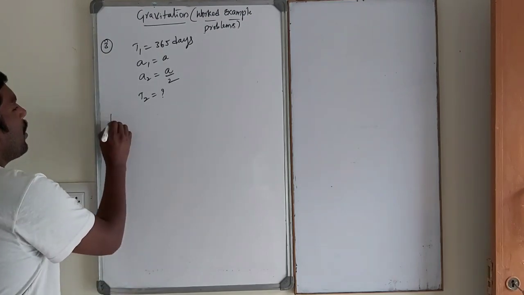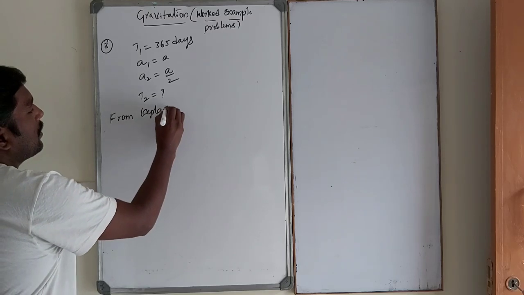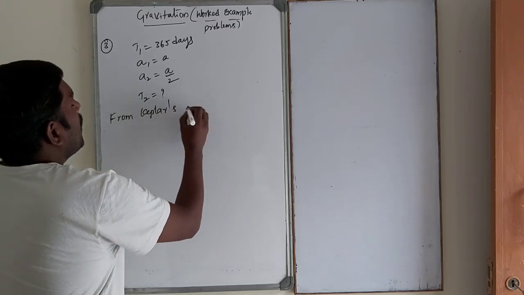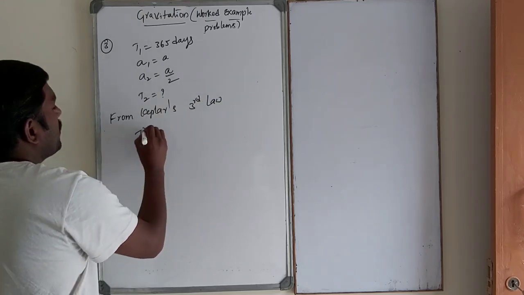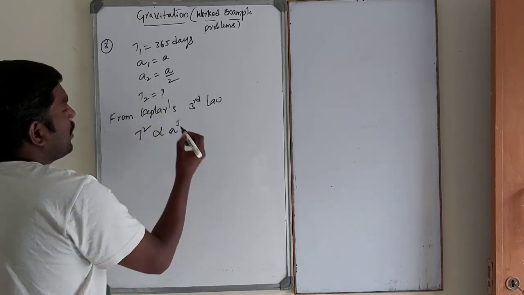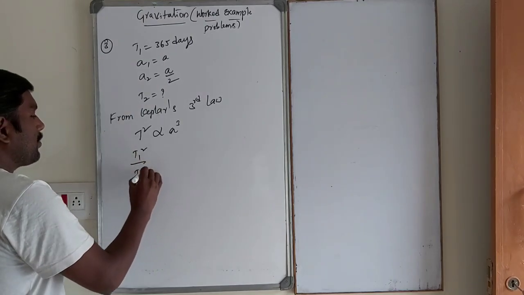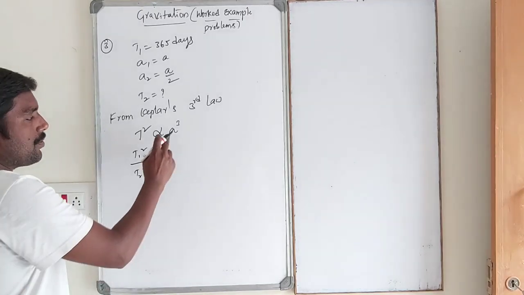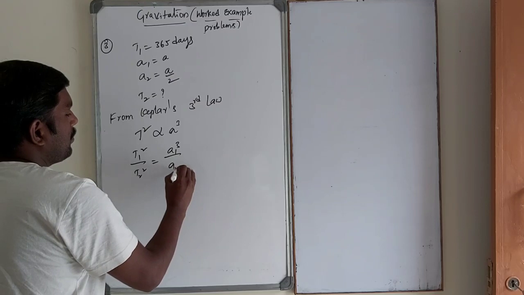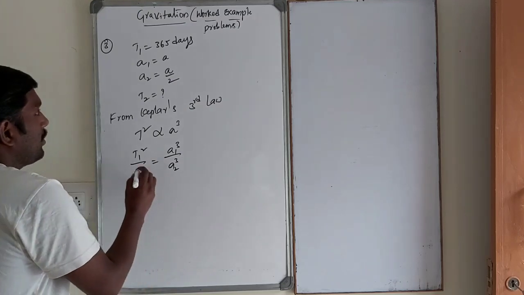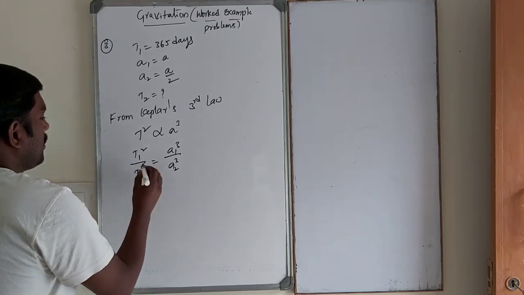So from Kepler's third law, the square of the time period is directly proportional to the cube of the semi major axis. Okay, clear? So T1 square by T2 square is equal to, make it R in this question, no problem, A1 cube by A2 cube. T1 value of course is 365.